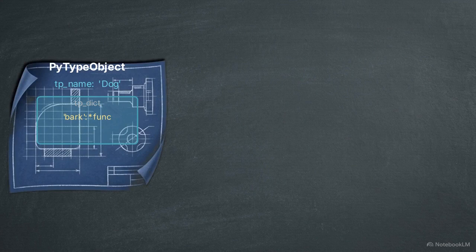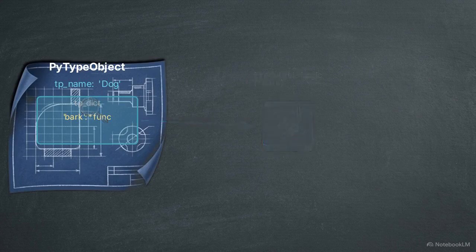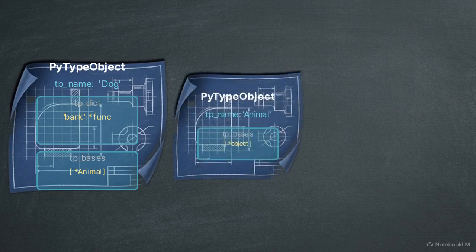When you call the bark method on a dog instance, the system executes a dictionary lookup, mapping the string name bark to the corresponding function pointer. This same pointer logic applies to inheritance. In Python, inheritance is not a physical nesting of code blocks within each other. It is simply an array of pointers. This array is stored in the tp_bases field. It points outward to the PyType objects of the parent classes, linking the dog class directly to its animal parent.